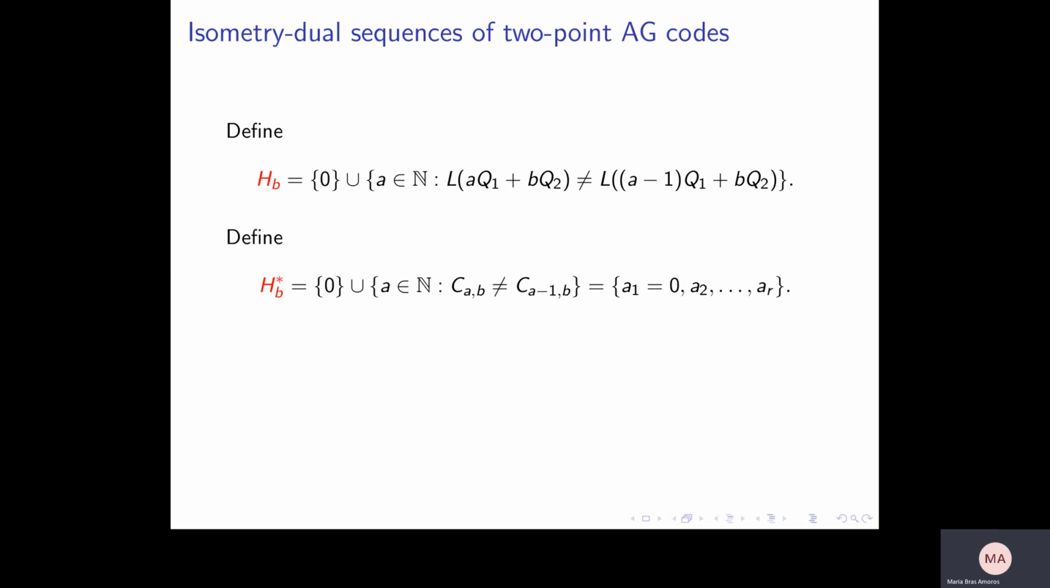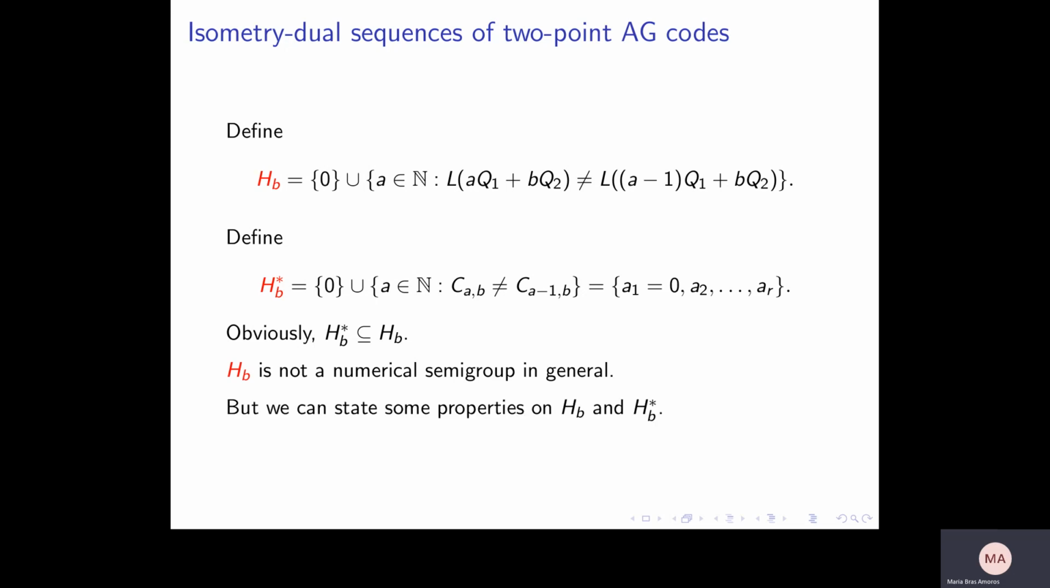In this case, we call the indices in HB star A1, A2, and so on up to AR. Obviously, HB star is in HB, as before we had W star was in the Weierstrass semigroup, but now HB is not a numerical semigroup in general. But still, we can state some properties on HB and HB star.